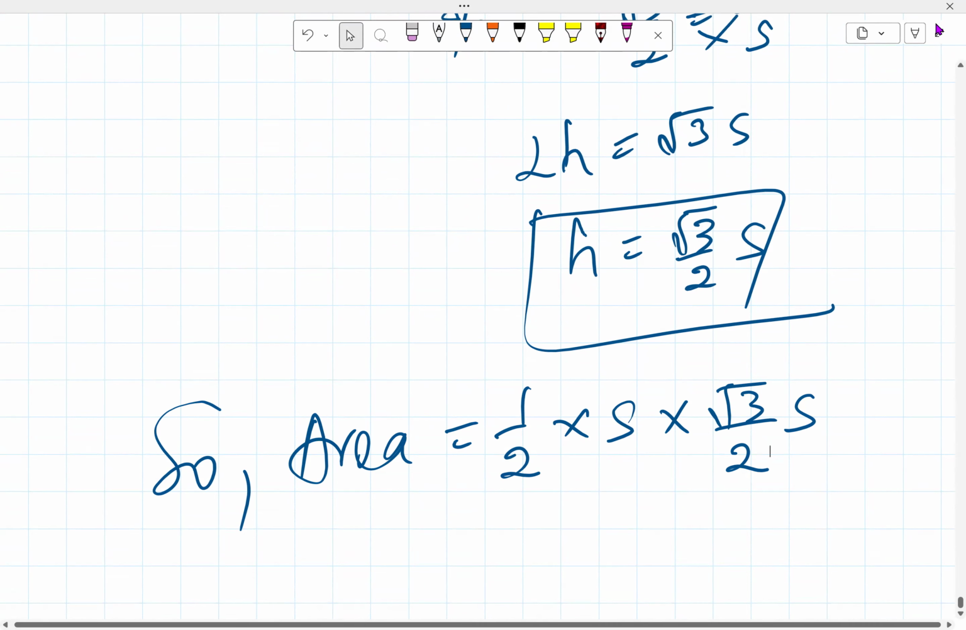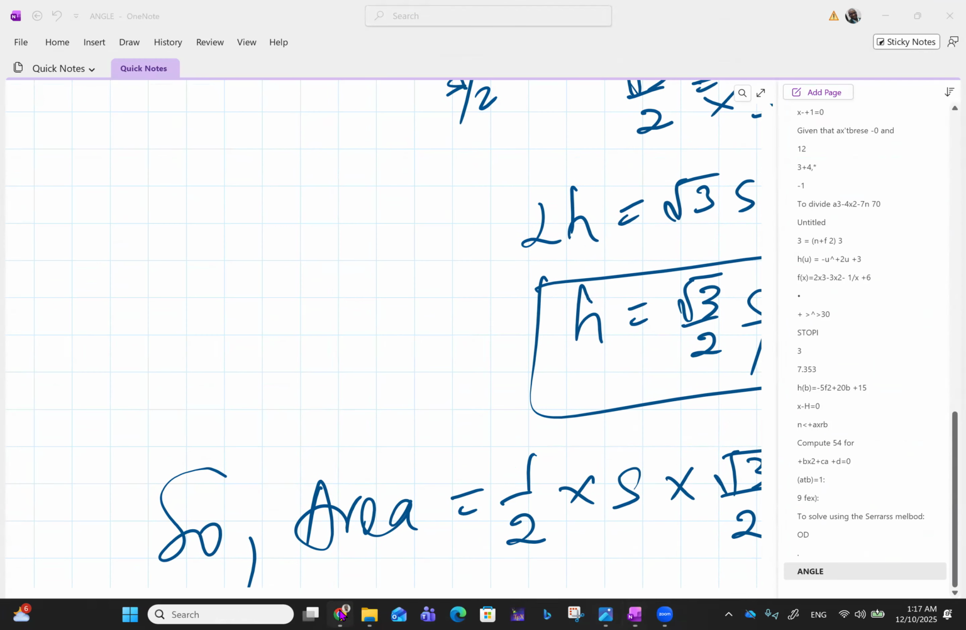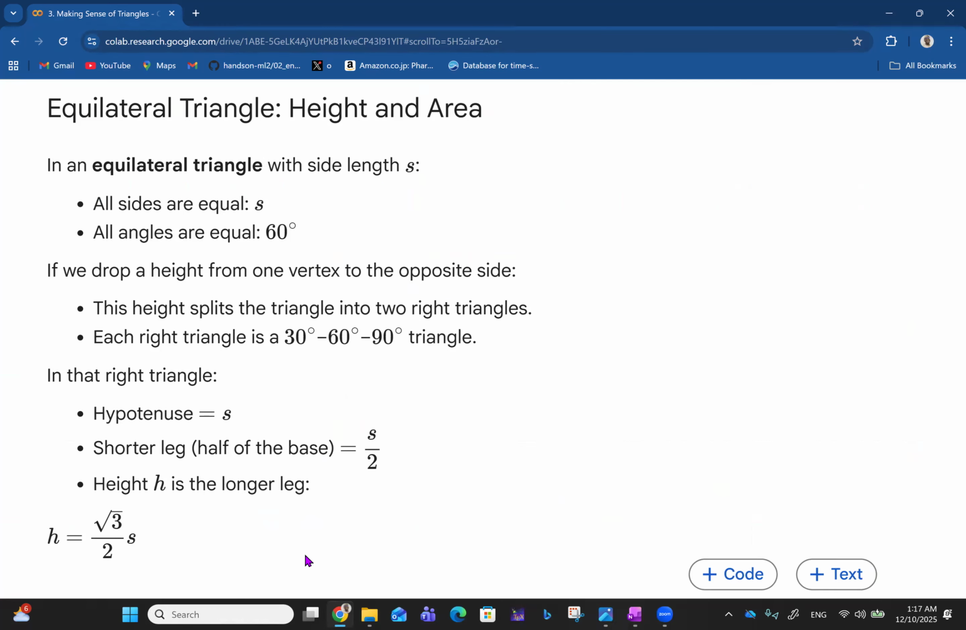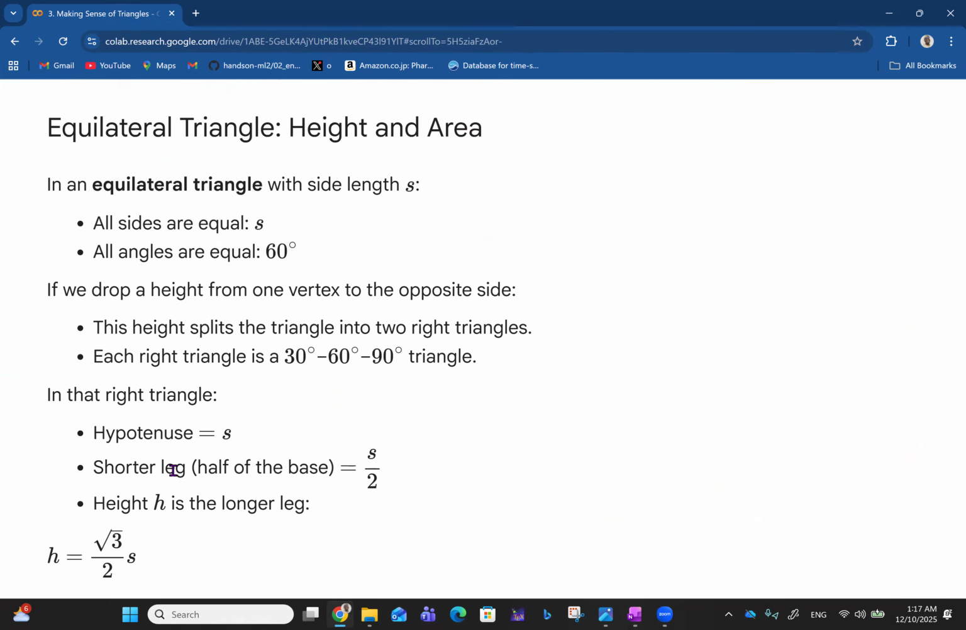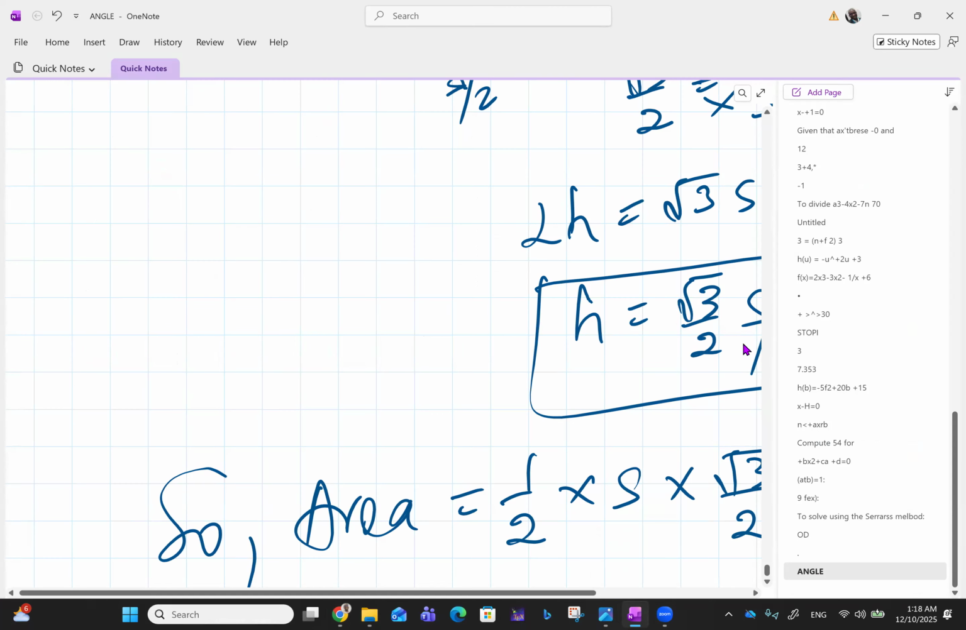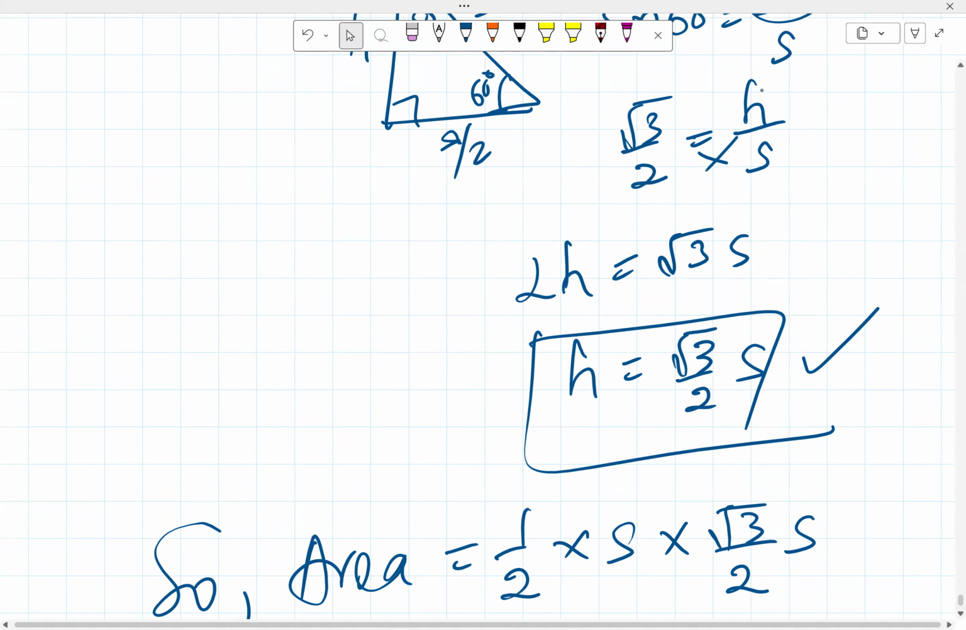Hope that aligns. The height alone is root 3 over 2 S. So the whole area: hypotenuse is S, shorter length is S over 2, so the height is the longer one, root 3 over 2 S. So that's what we have found here. The height is root 3 over 2 S.